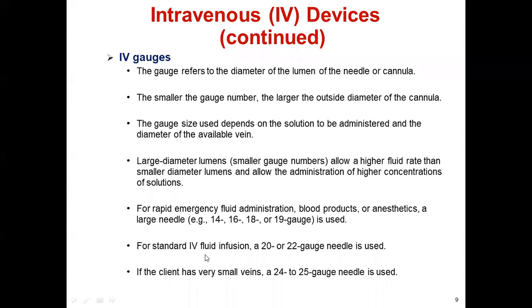For standard IV fluid infusion, we use a 20 to 22 gauge needle. If the client has a very small vein, we use 24 to 25. So you see, for a very small vein the number increases. But when the vein is bigger or standard, the number goes down.